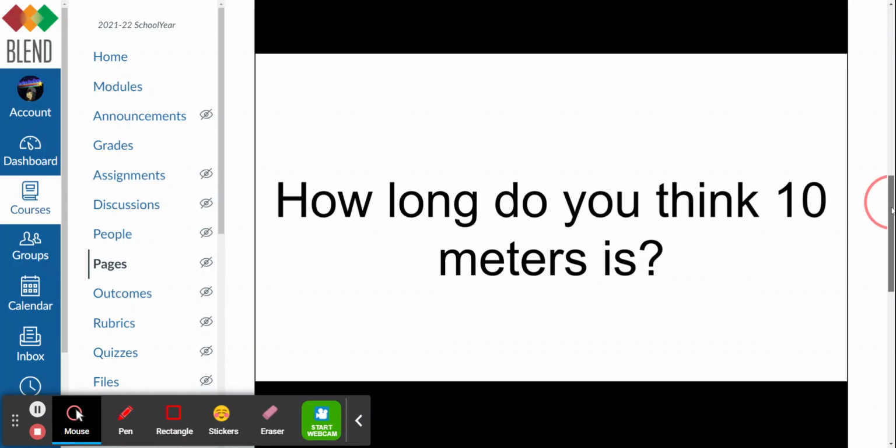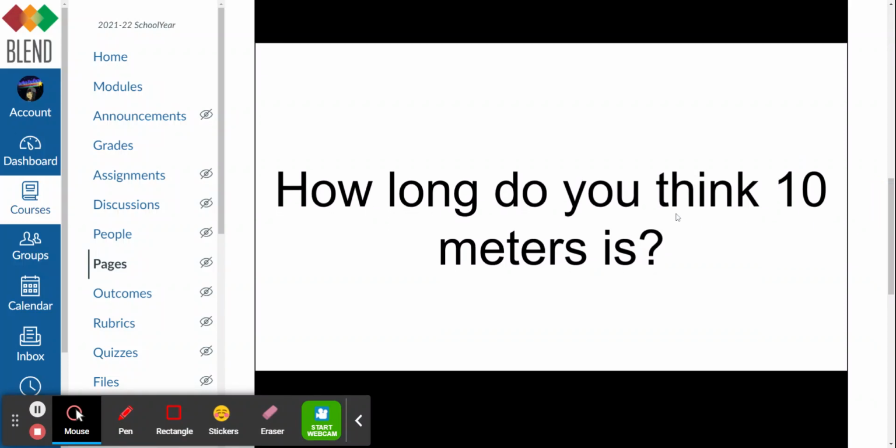All right, so let's continue on. So the next question, how long do you think 10 meters is? When we're looking at the bug situation, we wouldn't measure bugs in full meters. We'd use millimeters or centimeters, because 10 meters is like a portion of the track.